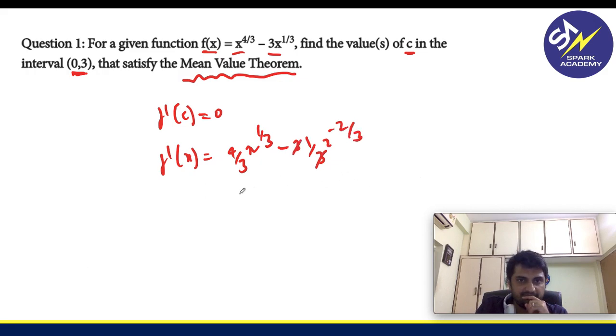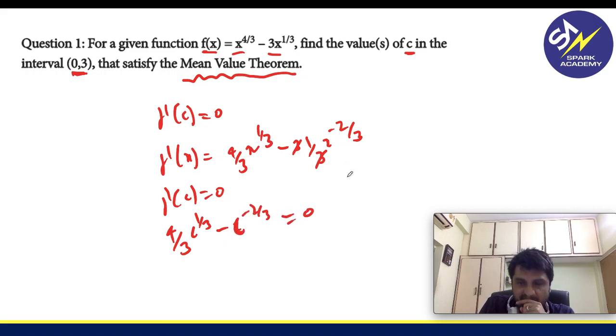3 getting cancelled. So f dash c will be 0, right? What does it indicate? 4 by 3 times c power 1 by 3 minus c power minus 2 by 3, that is equal to 0. Or take it to the other side. So what will I get? 4 by 3 c power 1 by 3 equals c power 2 by 3.